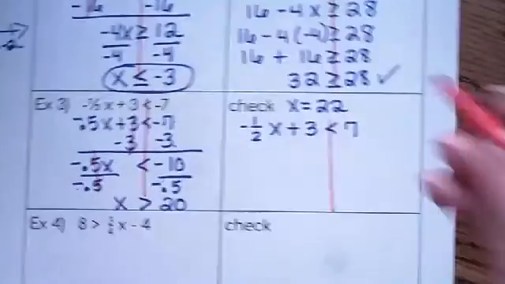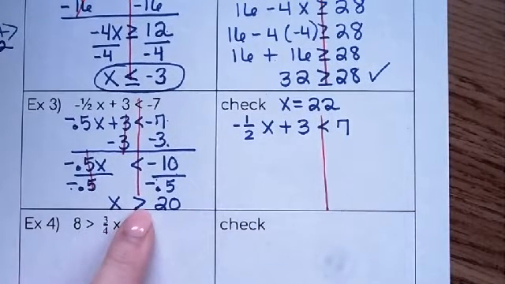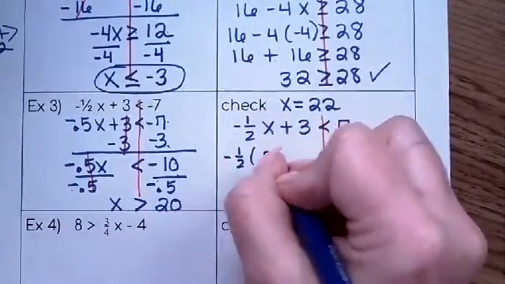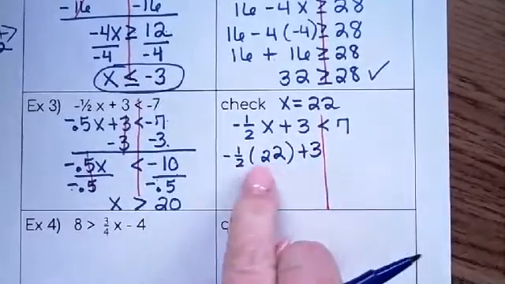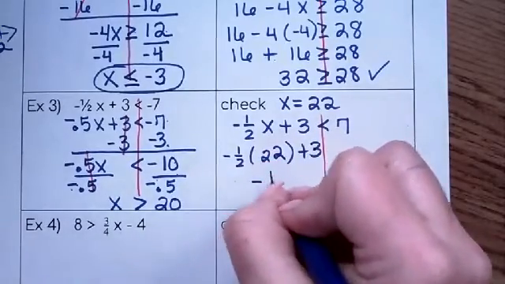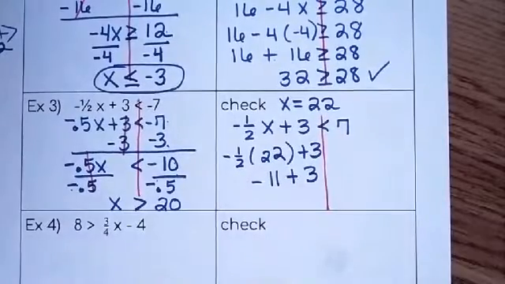Now remember, I could have picked any number for x as long as it was a number larger than 20, okay? Because my answer should be any number larger than 20. So I've got negative 1/2 of 22 plus 3. This is why I picked an even number, because when I take half of 22, I'm going to get negative 11. I don't have a fraction or decimal to have to deal with, okay? If I'd have picked an odd number like 21, I would have.